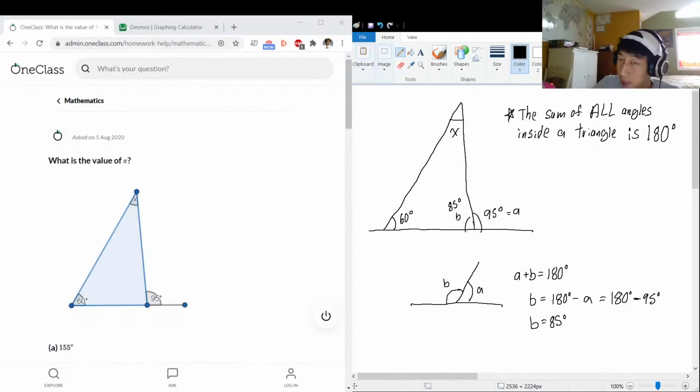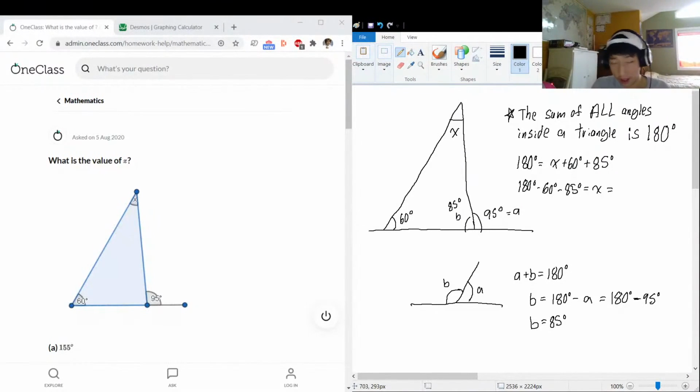Oh, and remember when we said the sum of all angles inside a triangle is 180? So we know that would just be x plus 60 degrees plus 85 degrees is equal to 180. Let's write that out. 180 degrees is equal to x plus 60 degrees plus 85 degrees. Let's subtract 60 from both sides, and subtract 85 from both sides. So that's really just 180 minus 60 degrees minus 85 degrees, and that just leaves us with x.